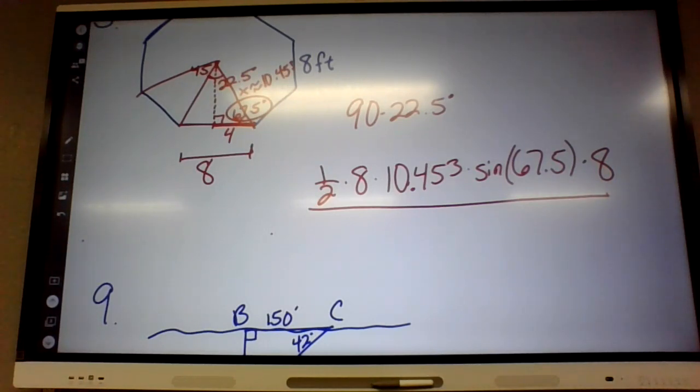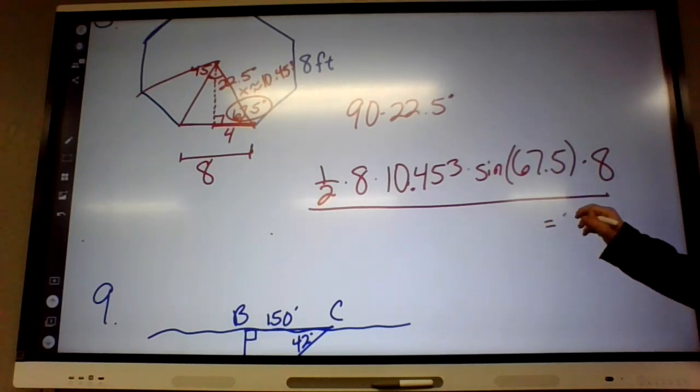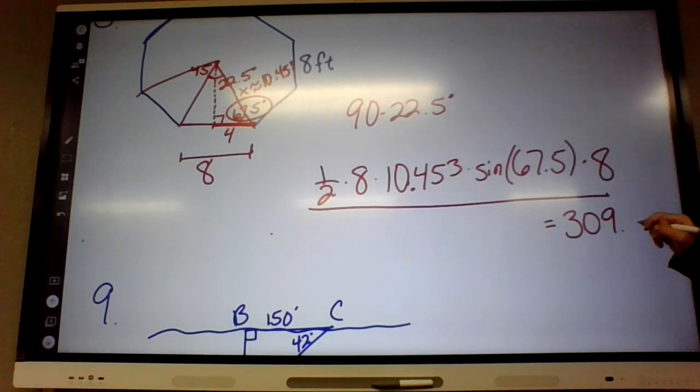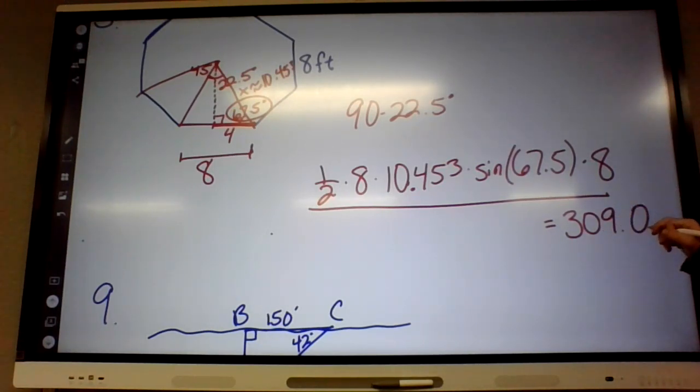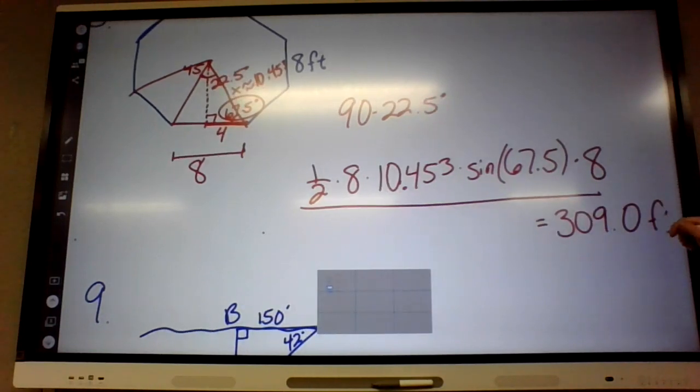Now that would be the answer. 309.034 feet squared, I guess.